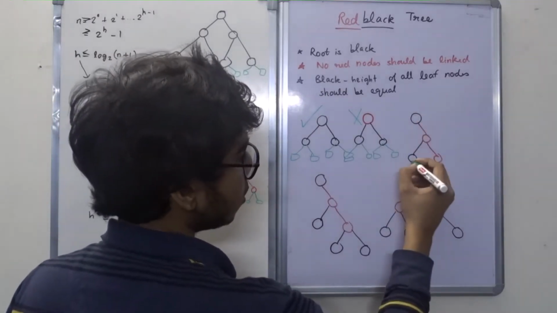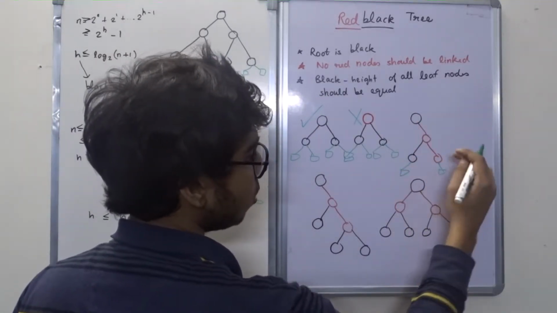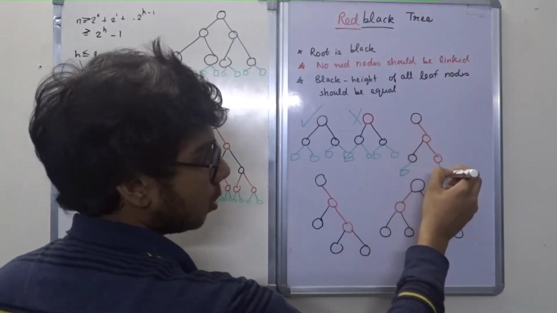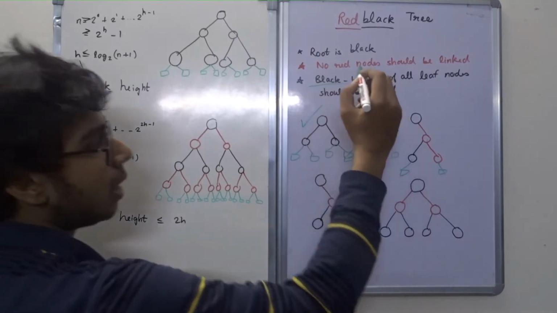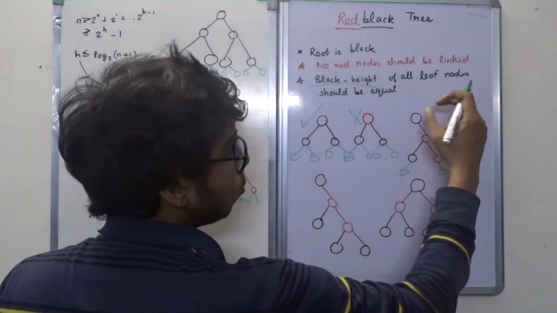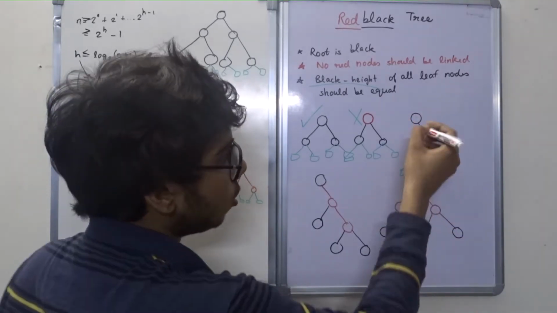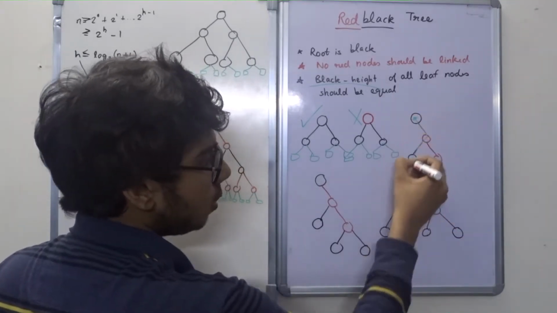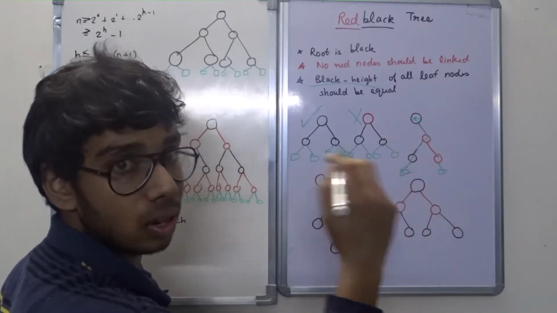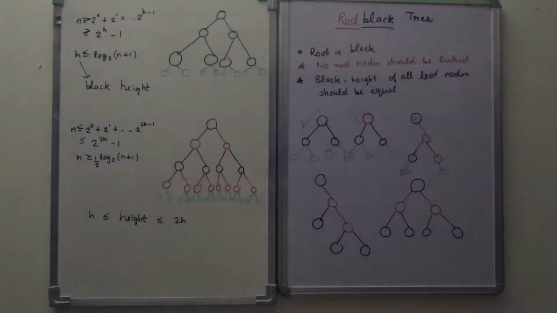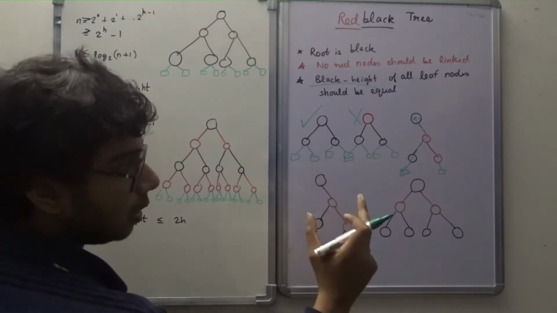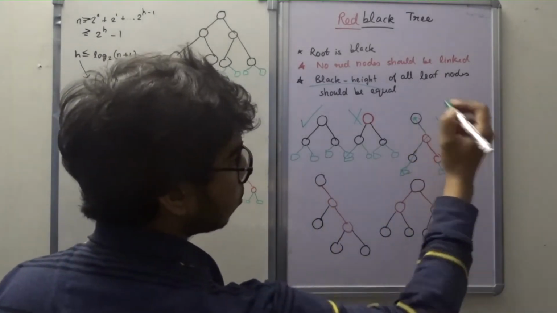Now here we can see that this leaf node and this leaf node have different black depths. It has a black depth of 2 and a black depth of 1. By the way, the black depth is the number of black nodes you encounter when you move from the root towards the leaf node. So while going from the root to this leaf node, I am encountering 2 black nodes, and going from here to here, I am encountering only 1 black node. So this is not a red-black tree.